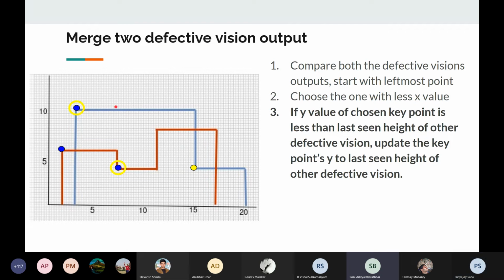Sir, we will choose the blue one's first key point. Like we have to print that point, no? Like the first point of the blue one. No, first point of the blue one means which one? That one, the 7, 10 one.